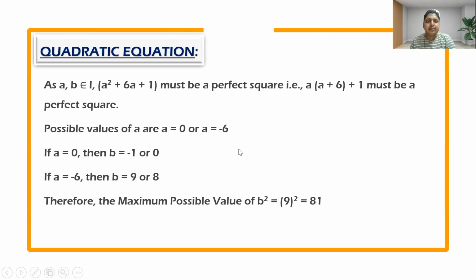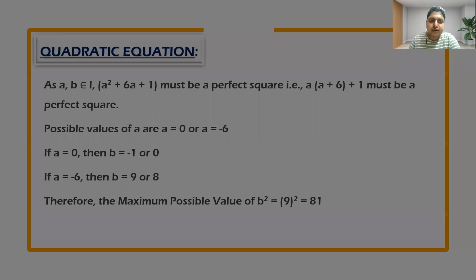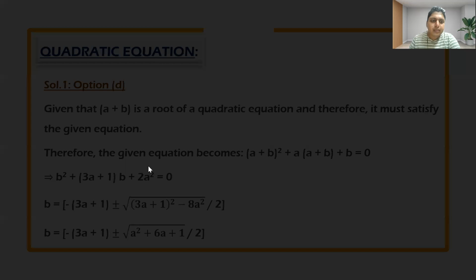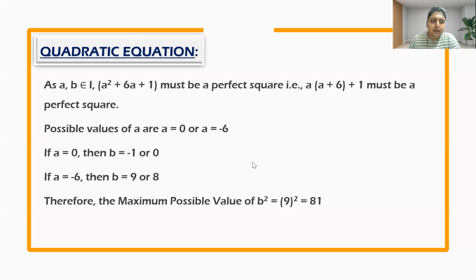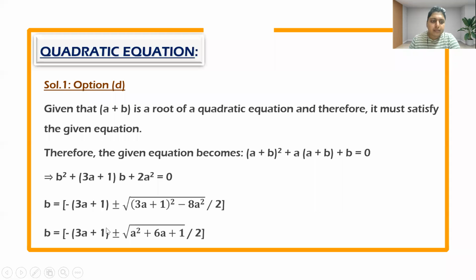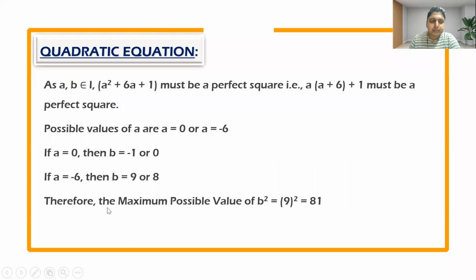So in the condition where a is equal to 0, then b is equal to minus 1 or 0, because if a is equal to 0, then we put the value in that equation. So we will get minus 1 or 0 if we put it in that. And for a equal to minus 6, it will give b is equal to 9 or 8.